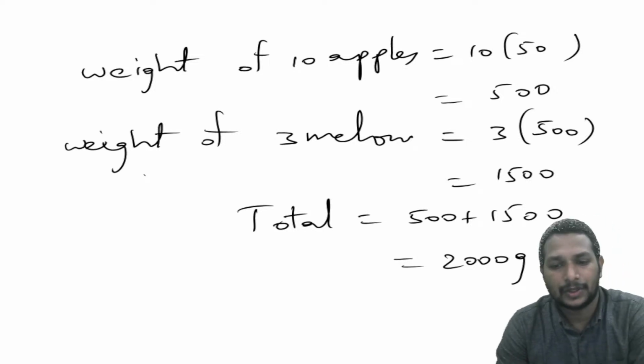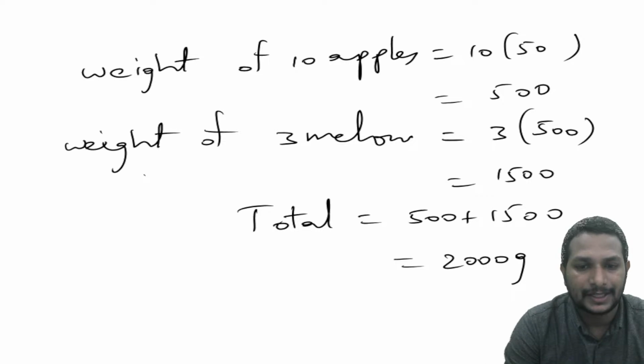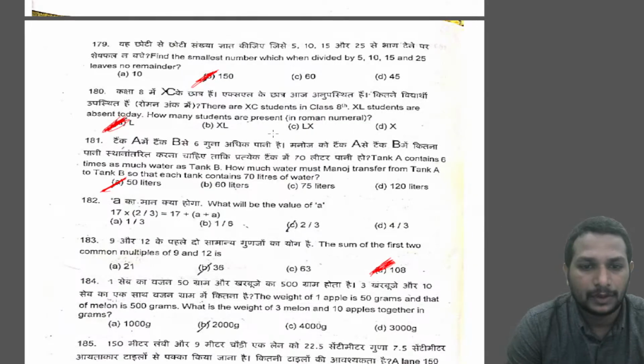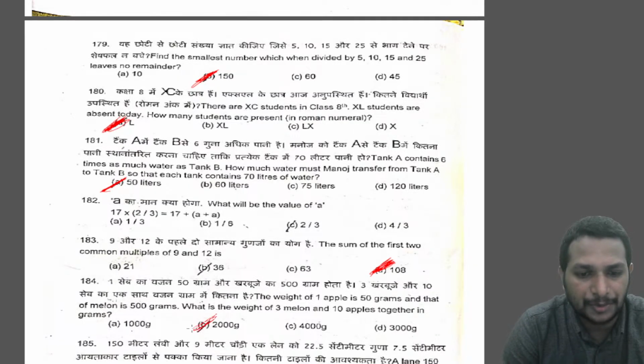Okay. Next one. Look at the next question. The answer for this question is 2000 grams. Option B. Okay.